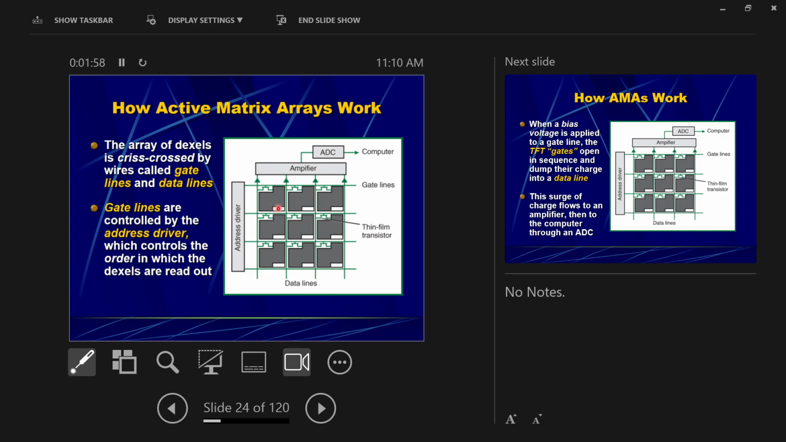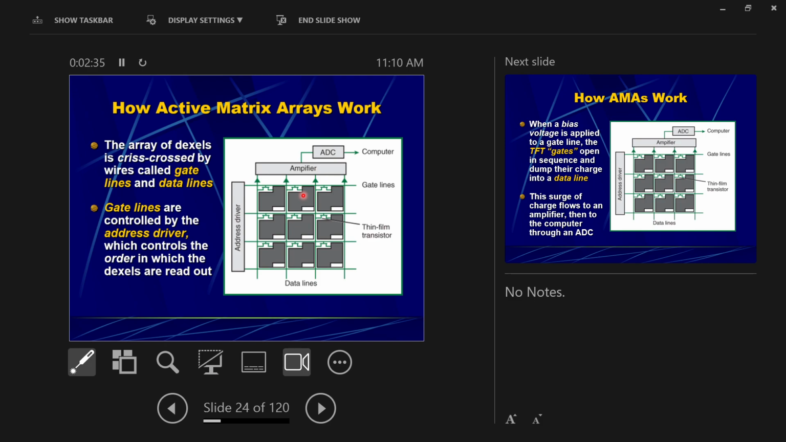They store the charge in the capacitor. When they're asked, how much charge do you have, the thin film transistor turns on and gives an answer, turns on and sends the charge to the computer. The array of DEC cells is crisscrossed with wires called gate lines and data lines. These gate lines and data lines, to make it as uncomplicated as I can, basically just ask each DEC cell one at a time, what's your charge? And each one of them answers.